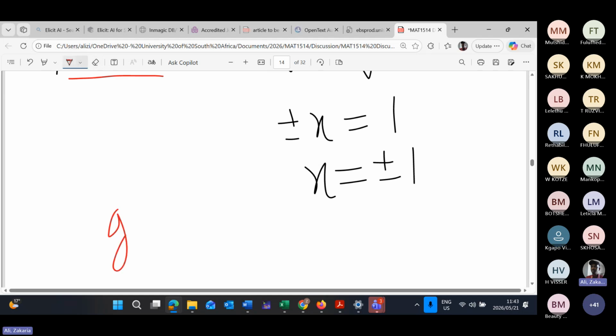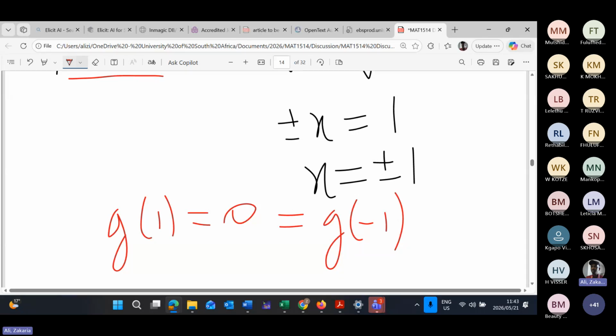You can say g of 1 is equal to 0. G of minus 1 is equal to 0. So that's the only thing I wanted to know. So it means that in this interval that I said in the set of real numbers, as minus 1 and 1, right? Minus 1 and 1, they are included. So I try to see what is g of 1, what is g of minus 1. G of 1 is 0, g of minus 1 is 0.